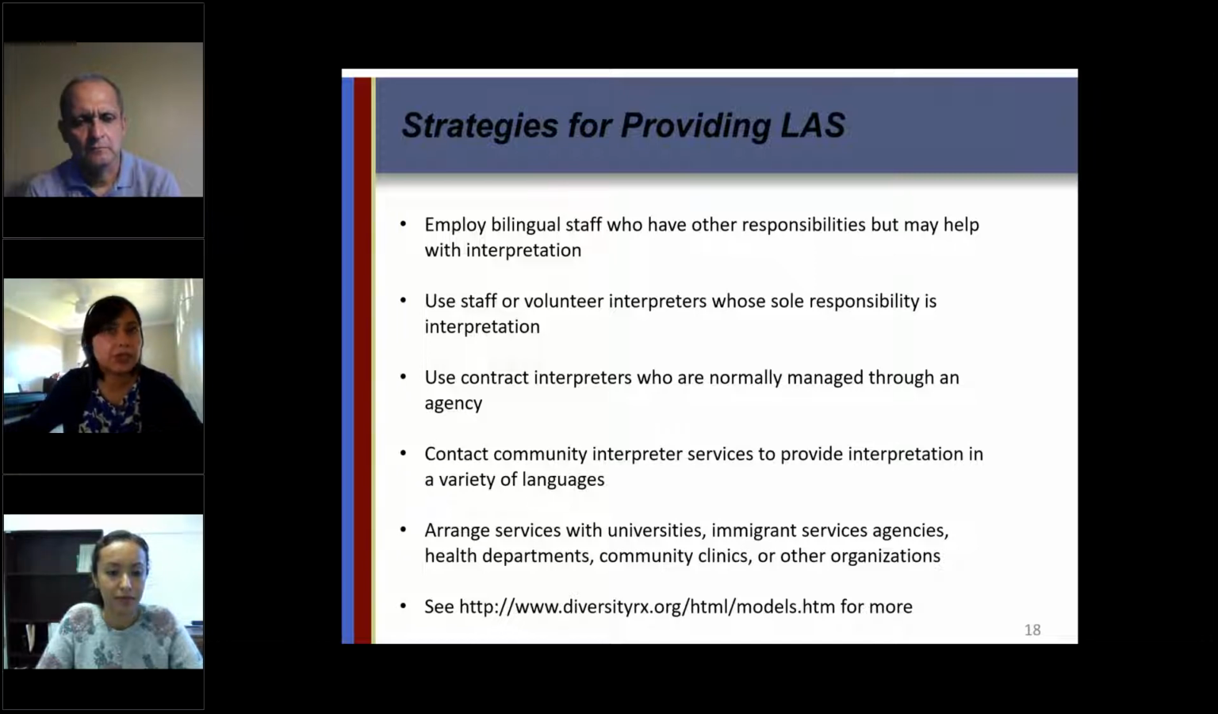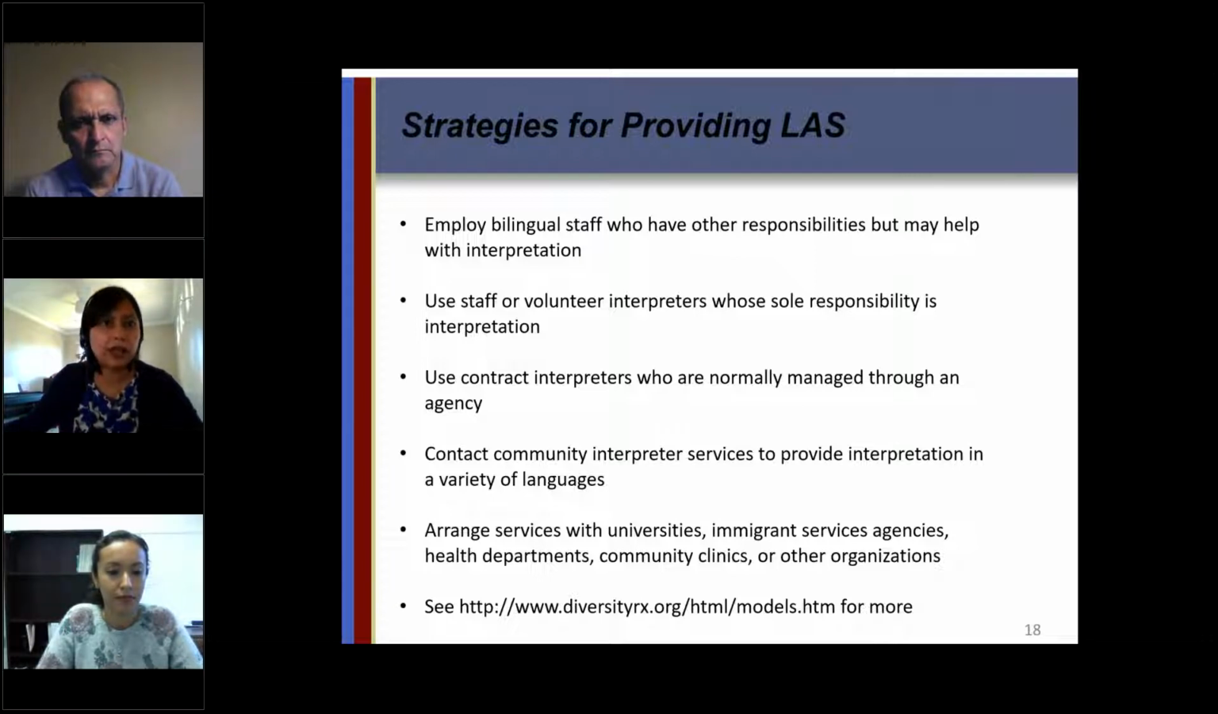HIPAA doesn't specifically address the privacy issues inherent in using interpreters for patients with limited English proficiency. And additionally, HIPAA doesn't prohibit collecting individually identifiable health information, but it does provide guidance on using data.